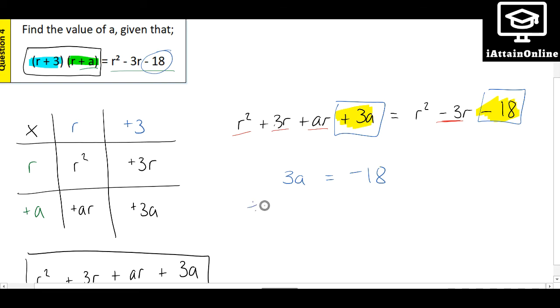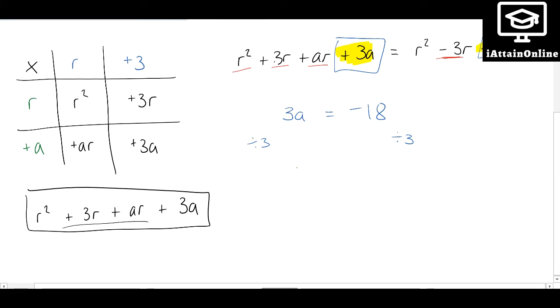So if I divide this side of the equation by 3, I'm going to divide this side of the equation by 3, and I end up with 3a divided by 3 gives me one lot of a. Negative 18 divided by 3, well, 18 divided by 3 is 6, and negative divided by a positive gives you negative. That's it, that's the answer.